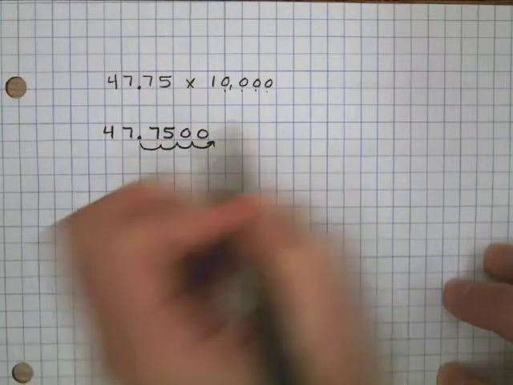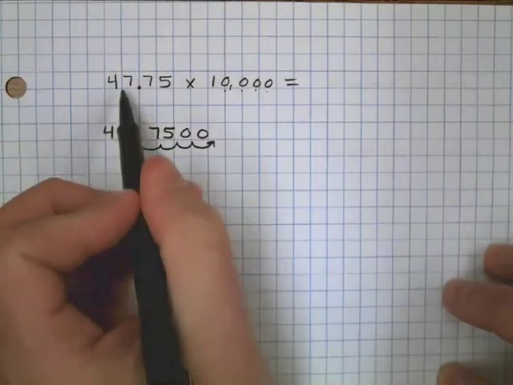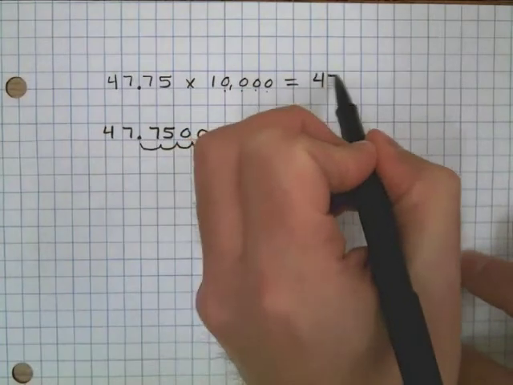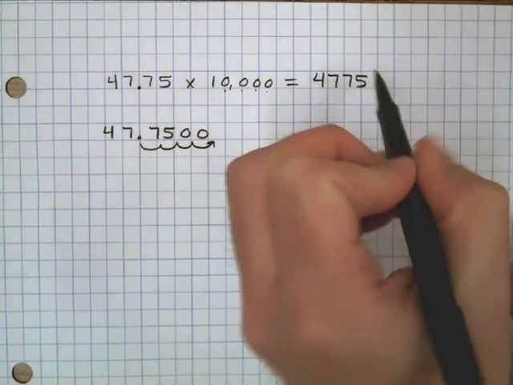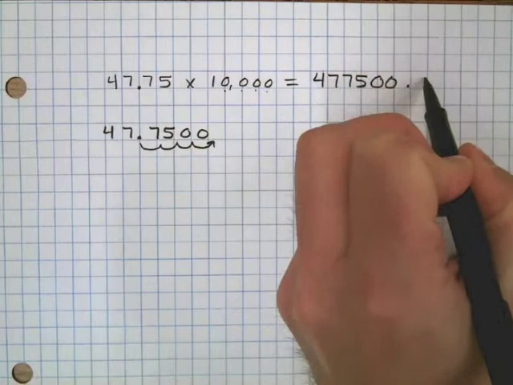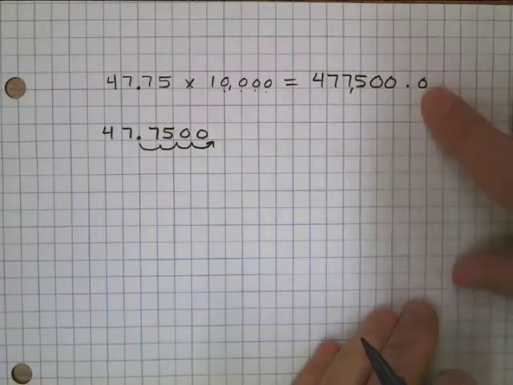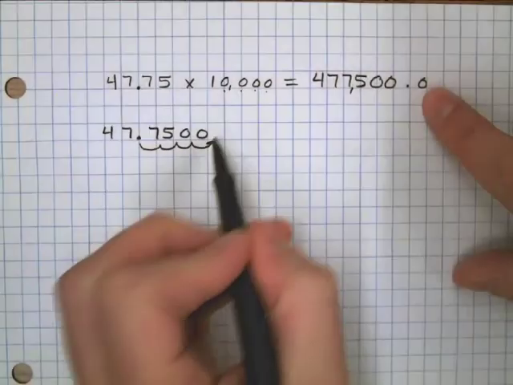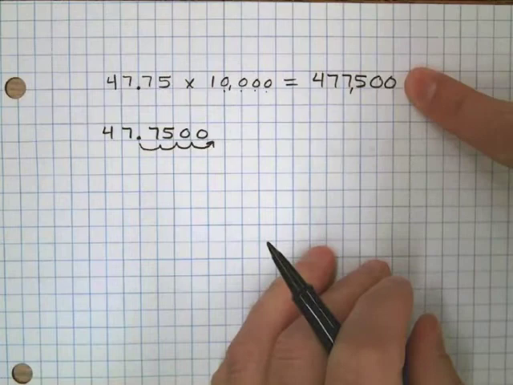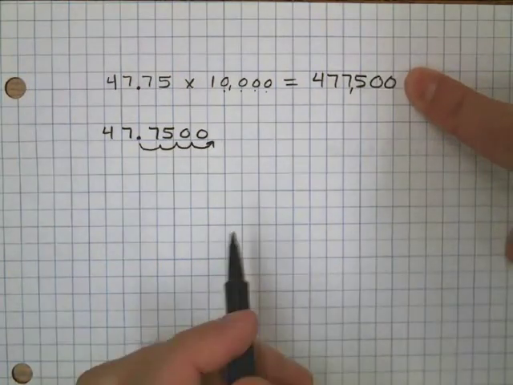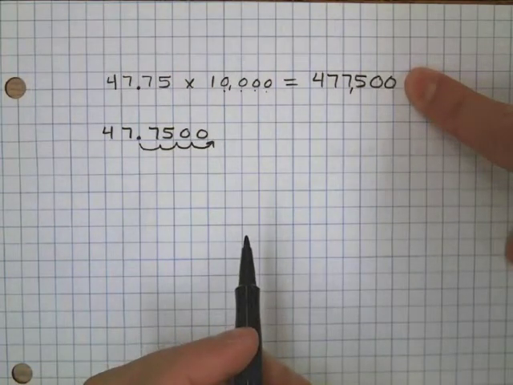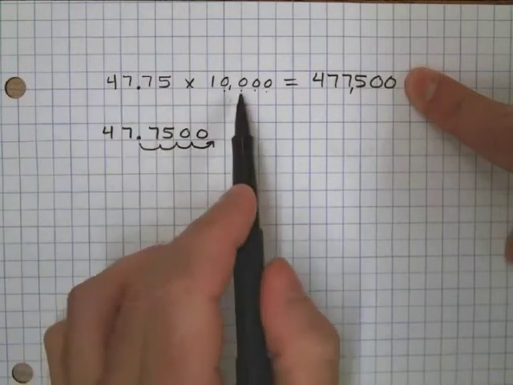Which means that my solution here is going to come out to be 477,500 and 0 tenths, because the decimal place ended up right over there. Or I could just leave it as 477,500. That is what those things multiply to.